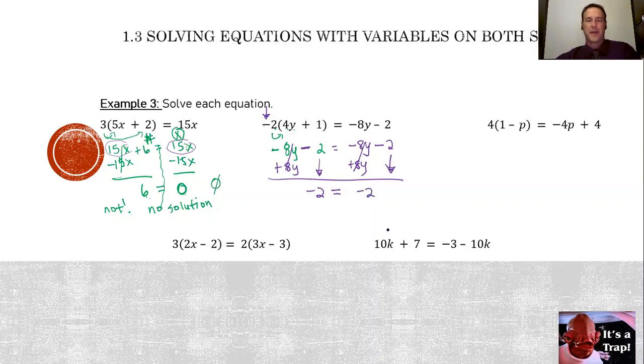Now something that's a little bit different is when these all collapsed out, we ended up with something that was true. -2 is equal to -2, not like 6 equals 0. If you get a false statement, 6 is not equal to 0, then yeah, you write no solution. If you get a true statement, something different is going to be in your answer. So if you get a true statement, you're going to write infinite solutions.